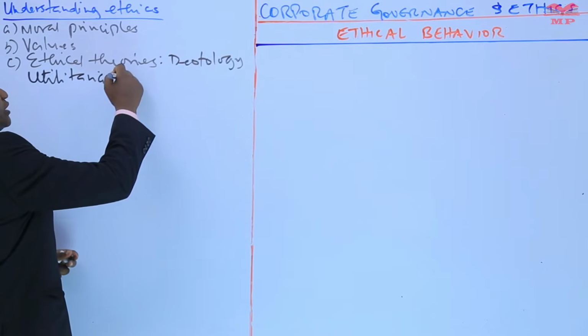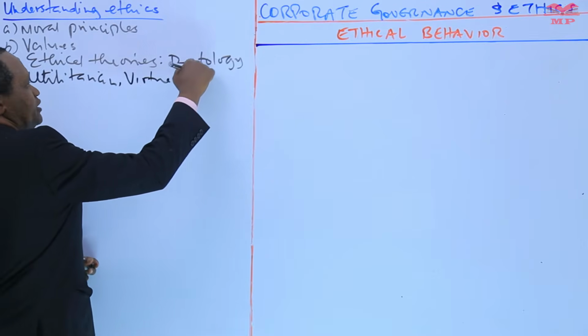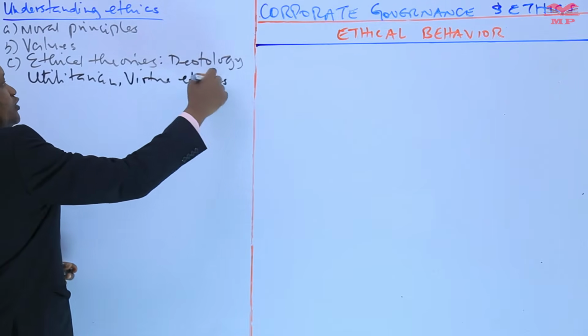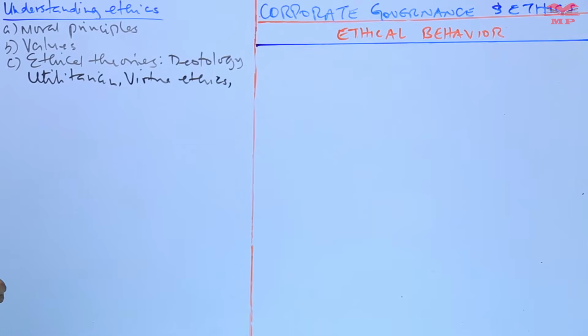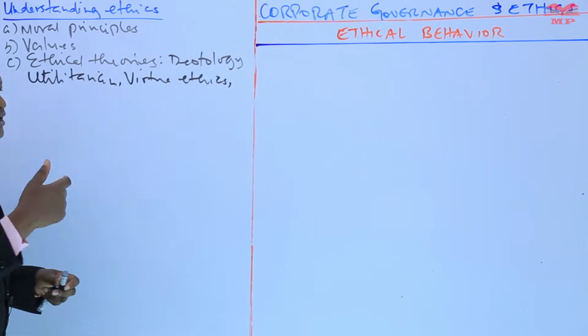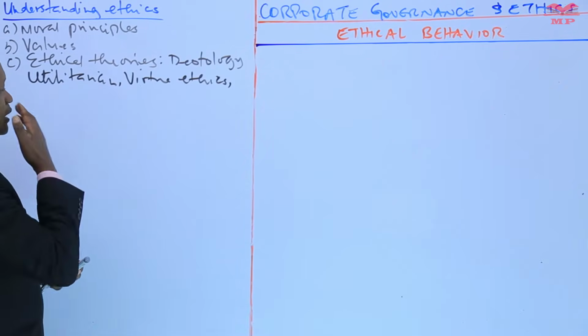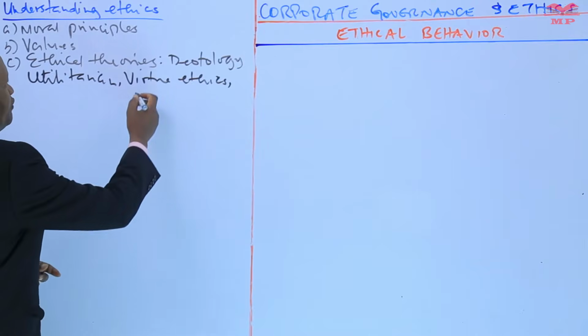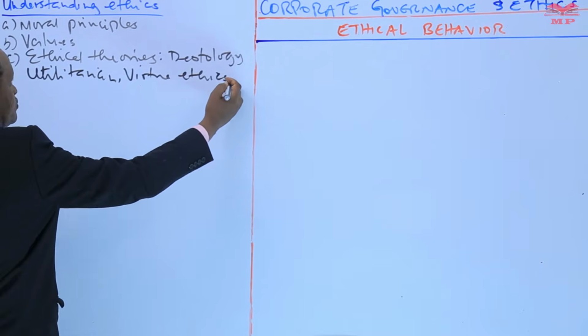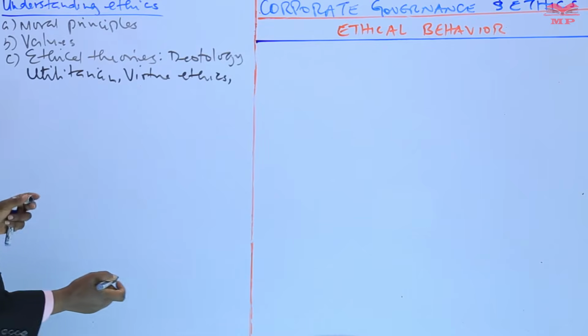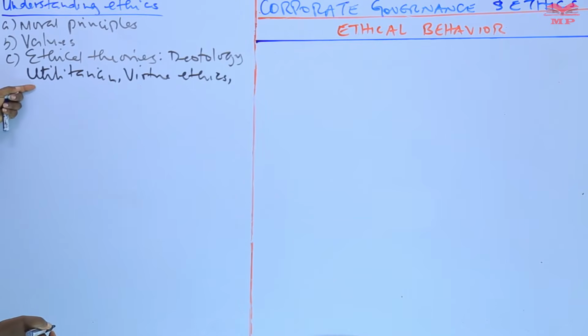Another theory is virtue ethics, which emphasizes the development of moral character and virtues such as honesty, courage, compassion, and so on. So to understand ethics, one has to have thorough knowledge of ethical theories. I've just mentioned a few. There are more ethical theories.